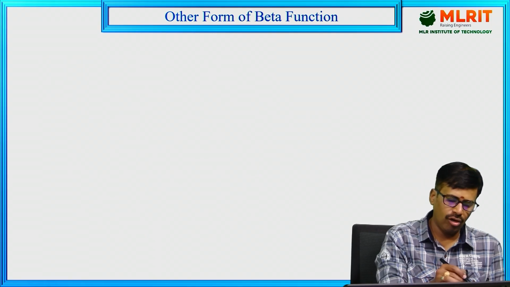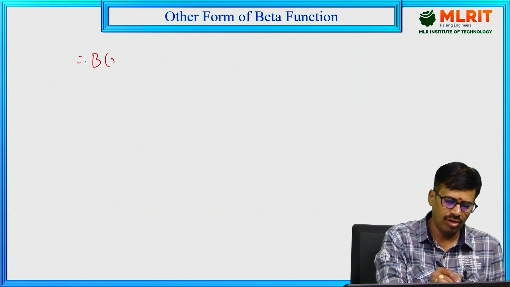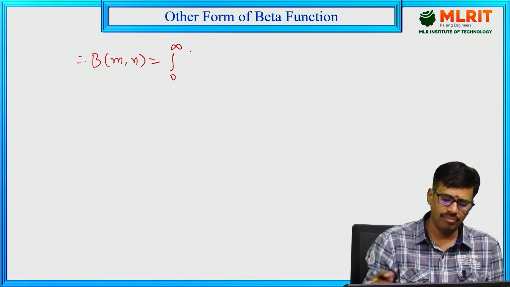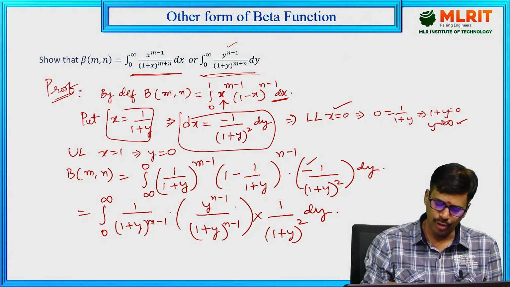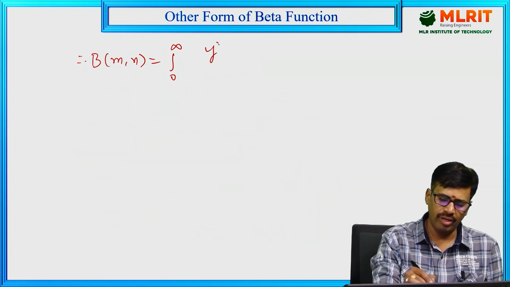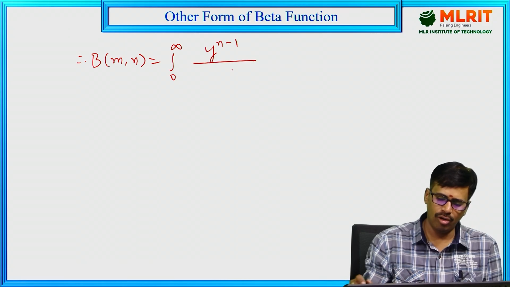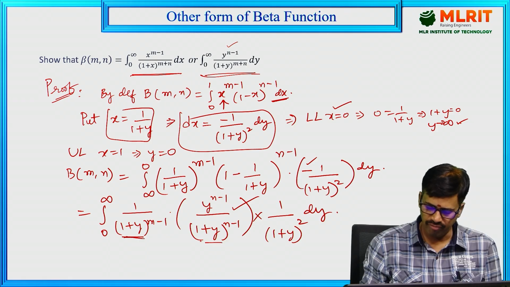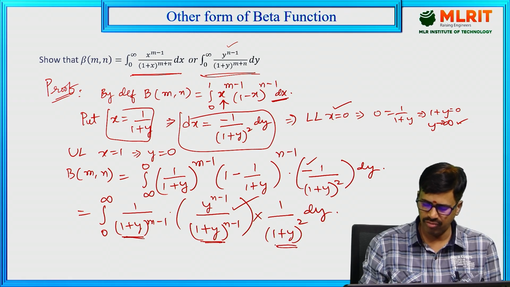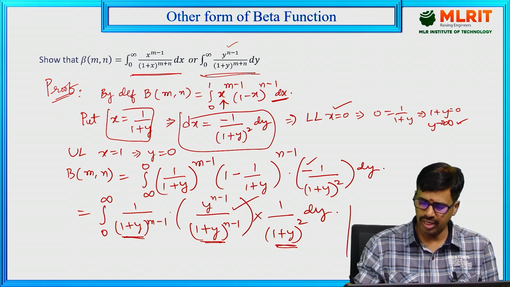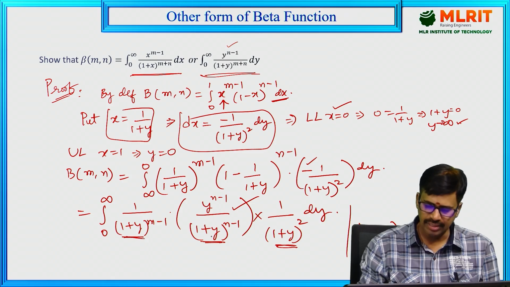So beta of m comma n is equal to the integral from 0 to infinity, with y power m minus 1 in the numerator, and in the denominator we have 1 plus y whole power 2 times 1 plus y power m minus 1, 1 plus y power n minus 1. So if you take out the denominator, 1 plus y, all the bases are the same, so the powers can be added.